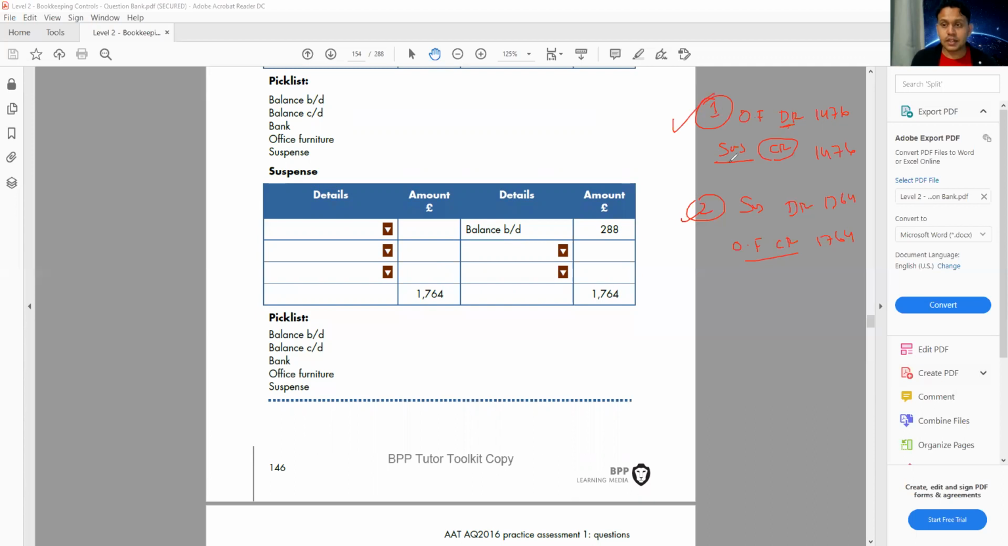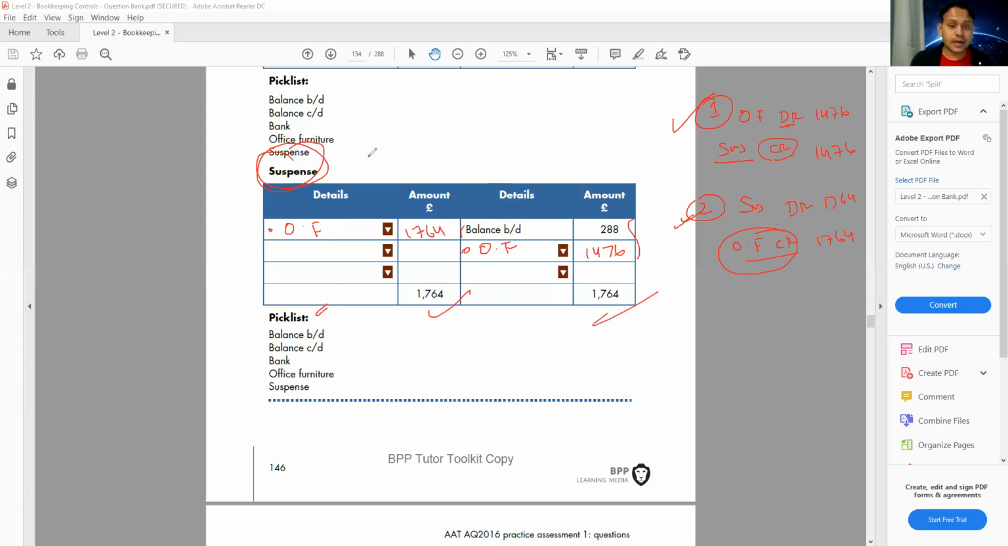Let's have a look at the first journal. It's office furniture debit, suspense is credit. We are doing the suspense account, so he has the priority. Suspense is a credit, so I'm writing on the credit side, but I'm writing the opposite, office furniture. The amount is 1476. And after that, the next one we can see suspense is debit, so I'm writing on the debit side, but I'm going to write office furniture, the opposite name, and that is 1764. If I add both, it will be both 1764, and there will be no balance CD and BD.